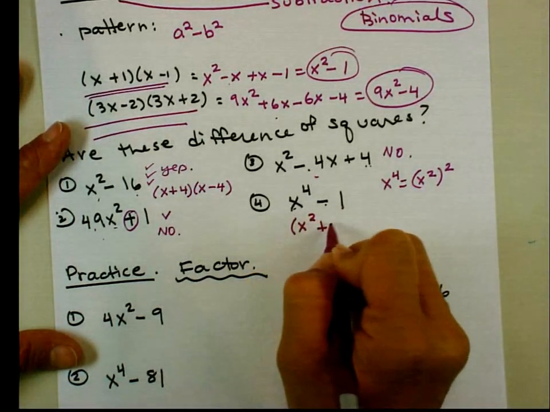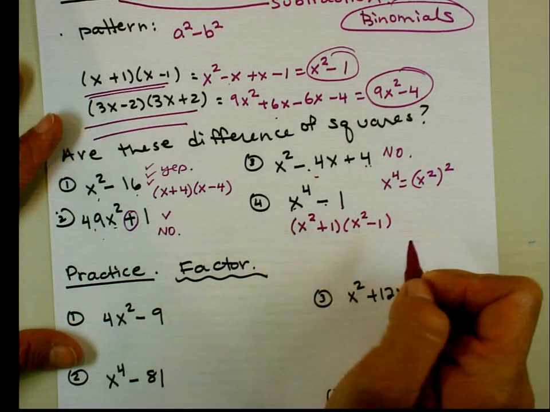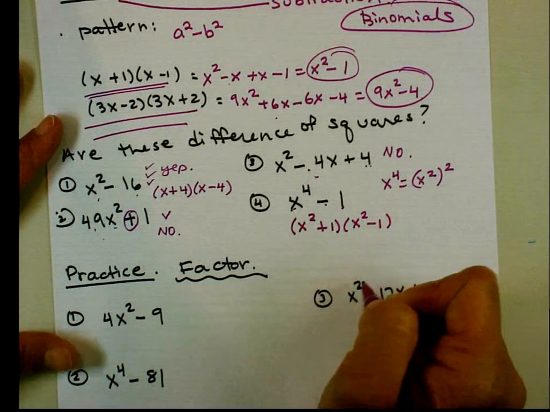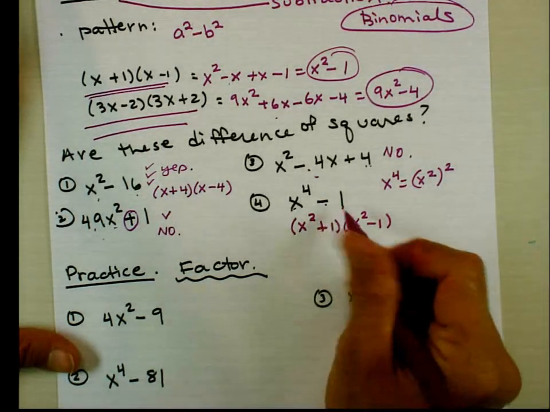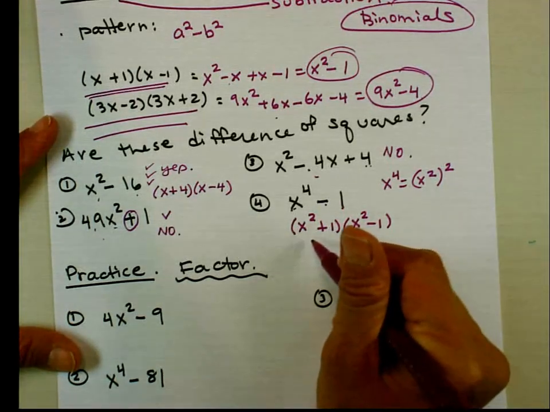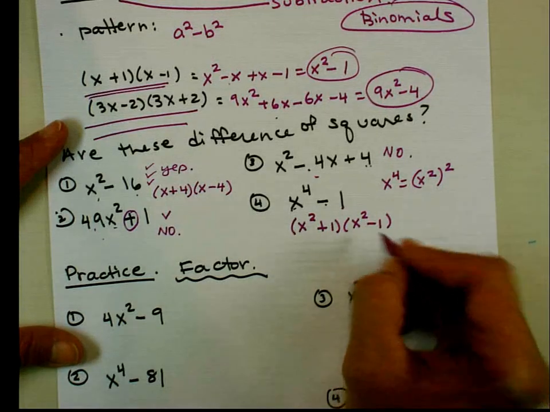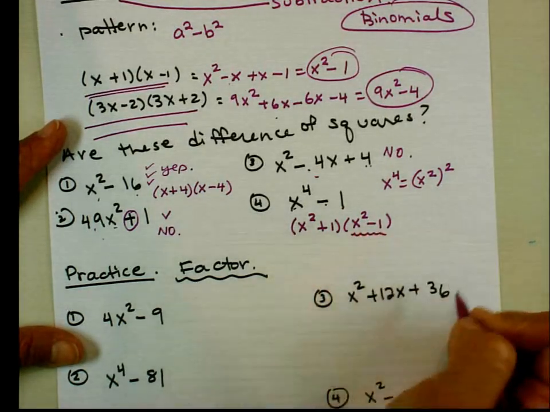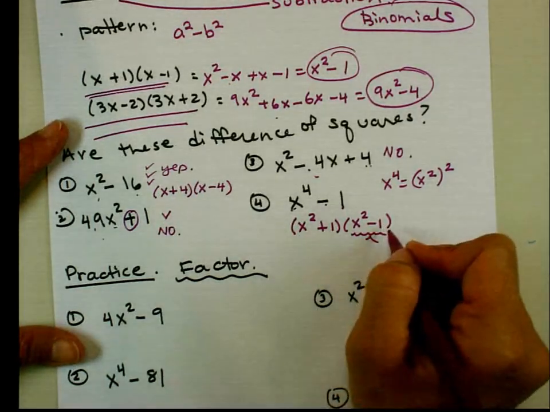So x squared plus 1 times x squared minus 1. Okay, it's not a trick, it's a oh. Okay. So this is a true statement. X to the 4th minus 1 does factor to x squared plus 1 times x squared minus 1. However, that x squared minus 1 breaks down again because it's another difference of squares.